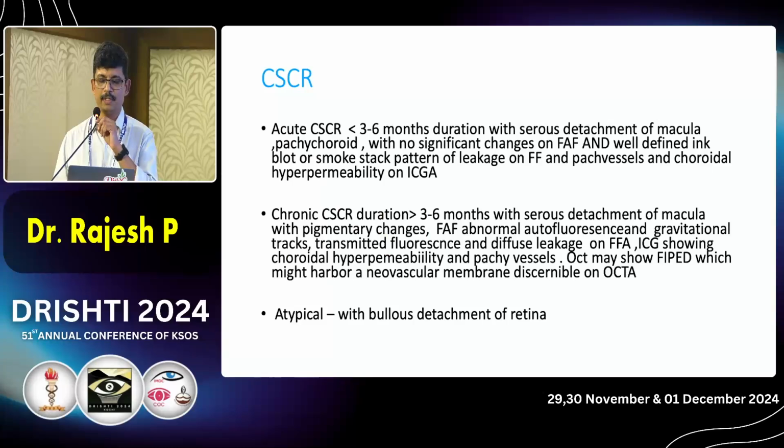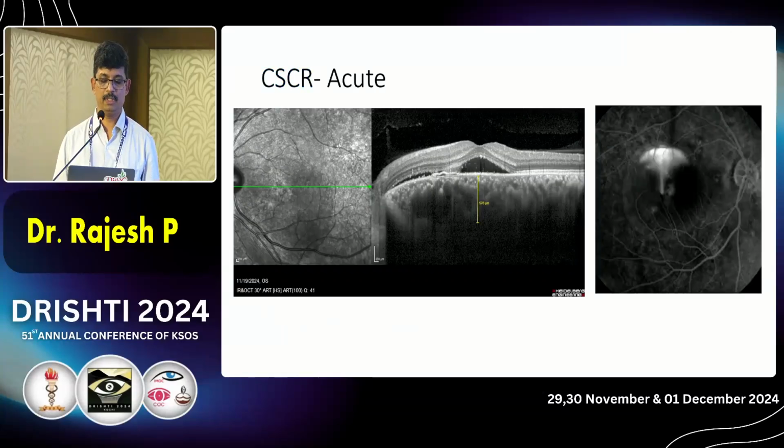Central serous chorioretinopathy is the most common pachychoroid disease that we see. It can be basically three types: acute, chronic, and atypical. And the prognosis is not very good in chronic and atypical. Acute is where you see the thickened choroid along with the smokestack or ink blot leakage on fluorescein angiogram.